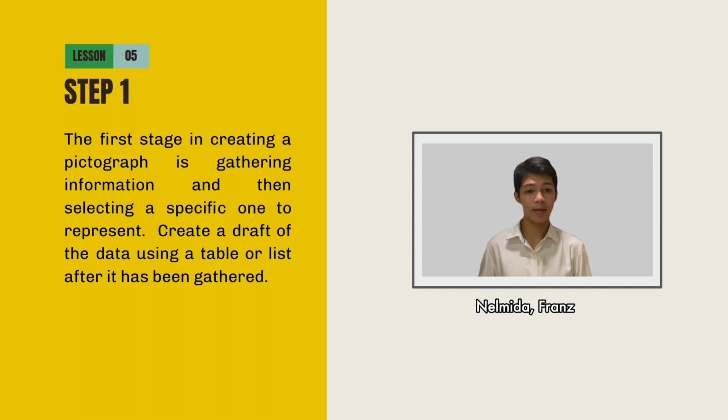The first step is to collect data. The first stage in creating a pictograph is to collect and gather information and select a specific one that you want to represent. We can then create a draft of the data using a table or a list after all the information has been gathered.